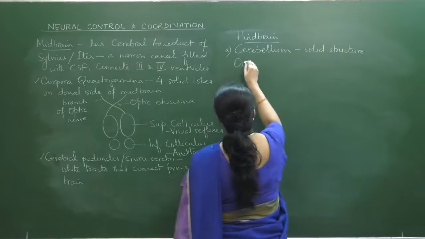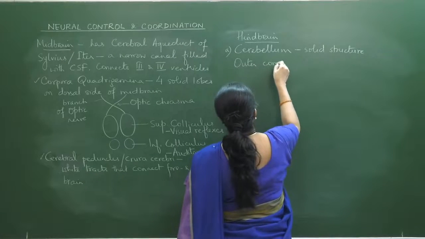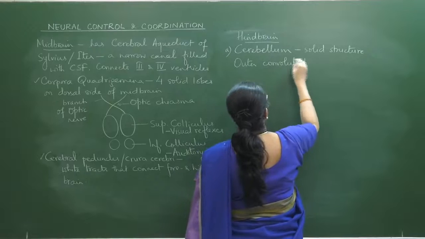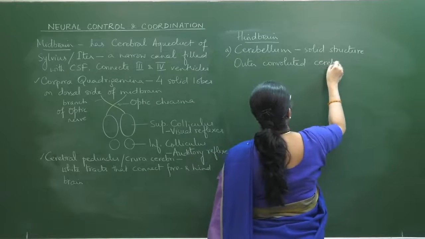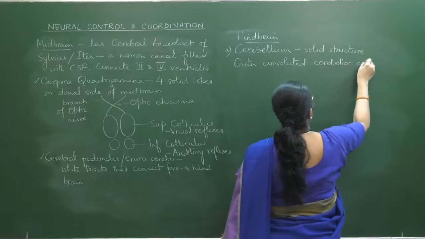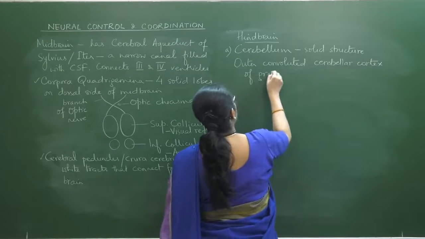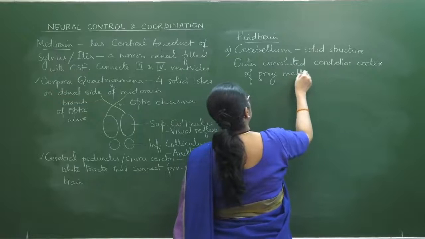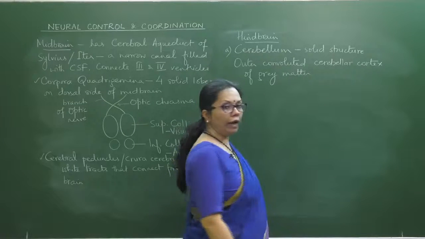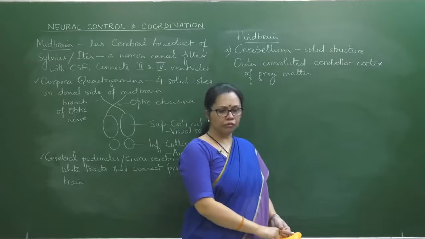So this is a solid structure having an outer convoluted cerebellar cortex of grey matter, here also the same way, of grey matter. Okay, and here also sulcus and gyrus would be present.